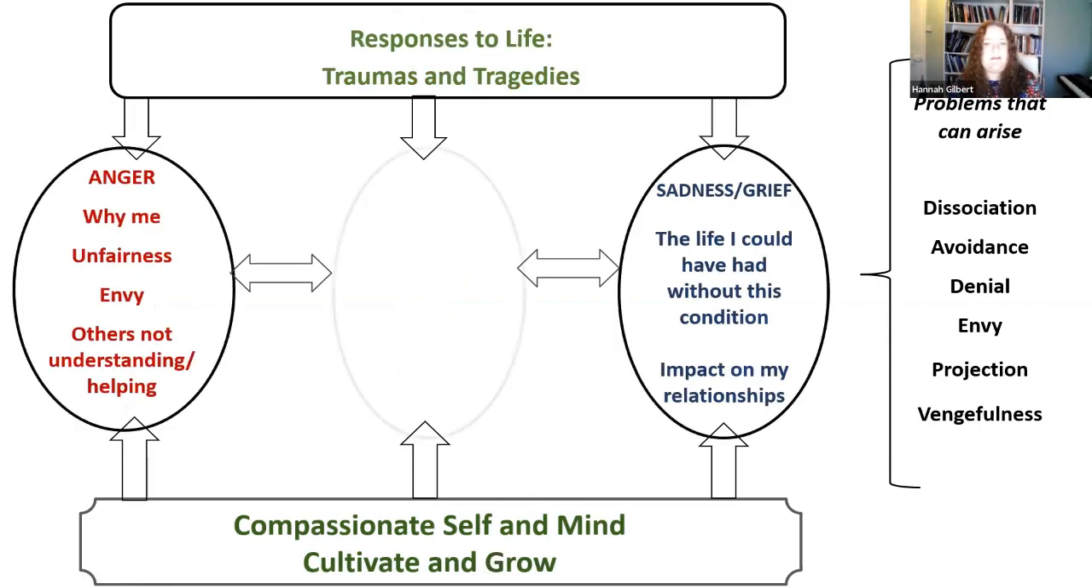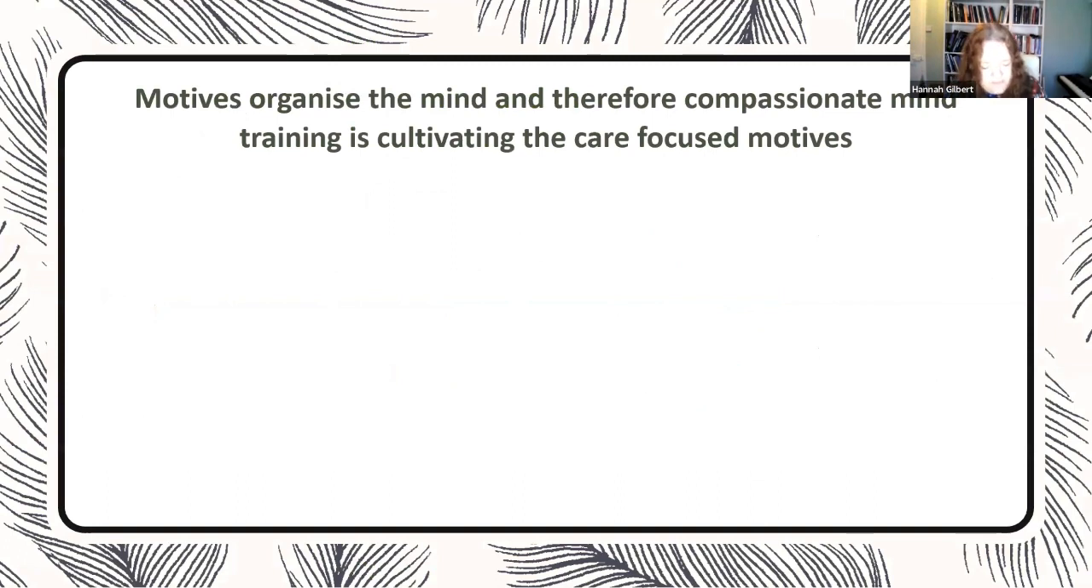Okay, I'm just going to skip through that because we're coming up to nearly the point. So another thing, and this is the takeaway page, if you like, what we would argue is that motives organize the mind, and therefore compassionate mind training is about cultivating care-focused motives. So things that will support and nurture you and nurture your well-being.